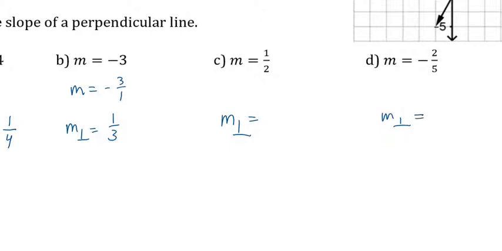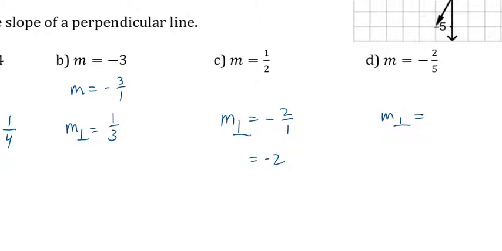So for C, what's my slope going to be? Negative 2 over 1, which is negative 2. So if you wrote it either way, that's fine. Always a good idea to simplify it, but this is how I would think of it as my first step, right? Very good. And the last one? Somebody else? Positive 5 over 2. Awesome.